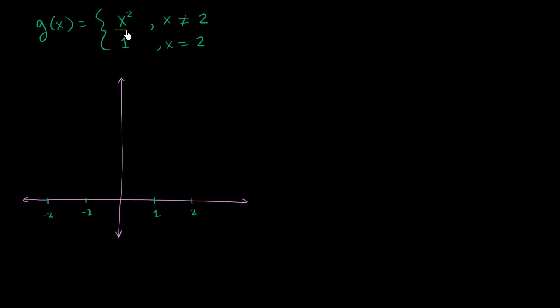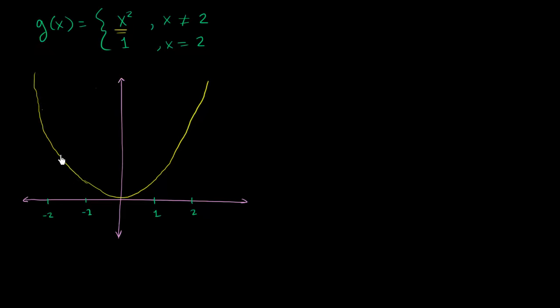So everywhere except x equals 2, it's equal to x squared. So let me draw it like this. It's going to be a parabola. It'll look something like this. Let me draw a better version of the parabola. Not the most beautifully drawn parabola in the history of drawing parabolas, but I think it'll give you the idea.